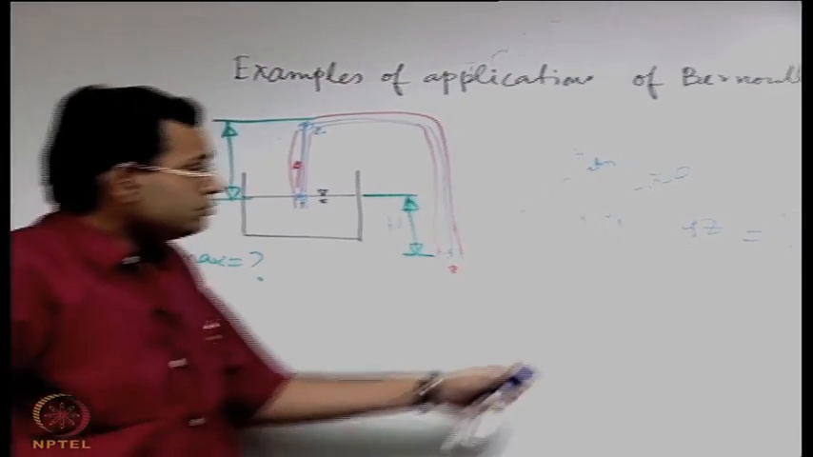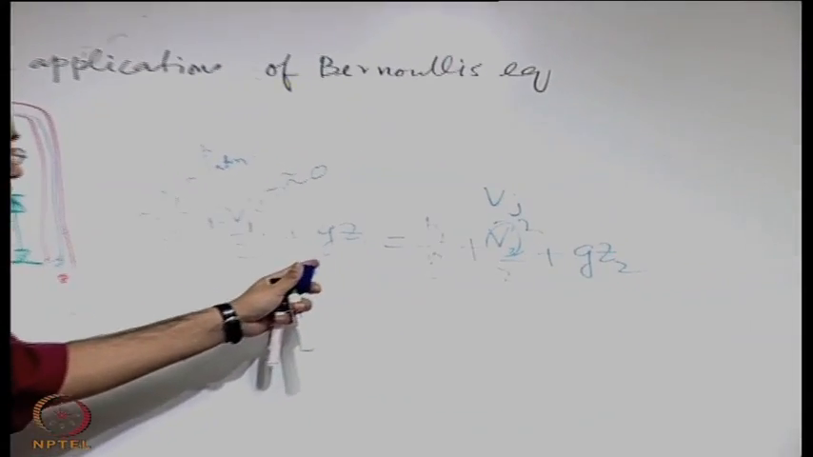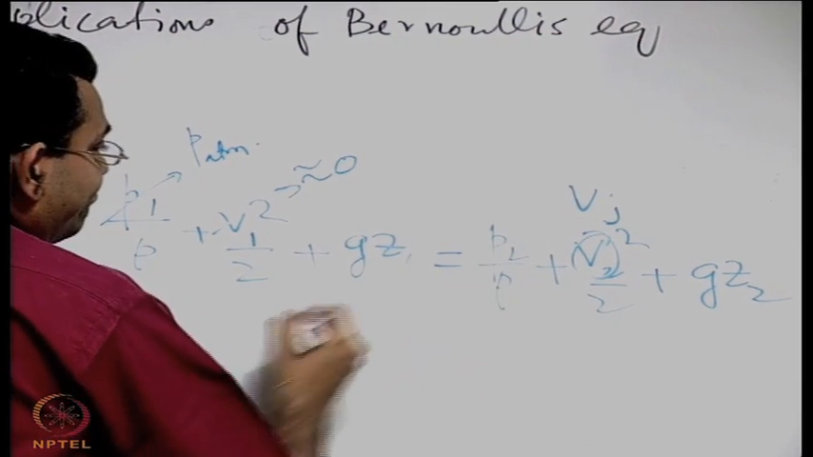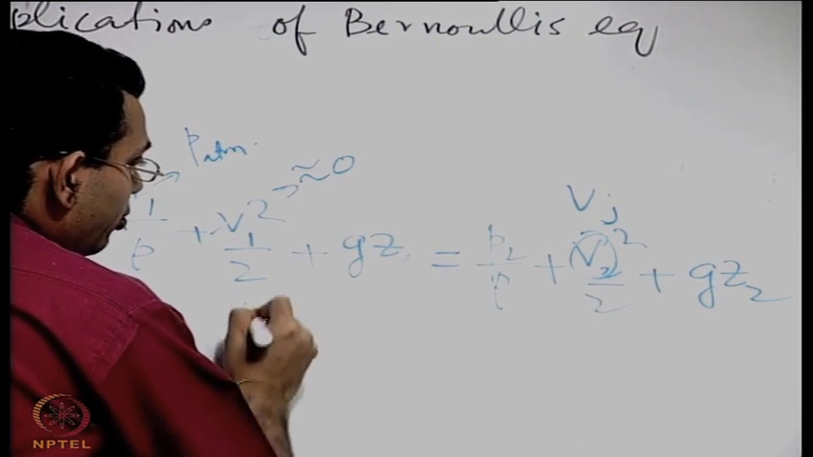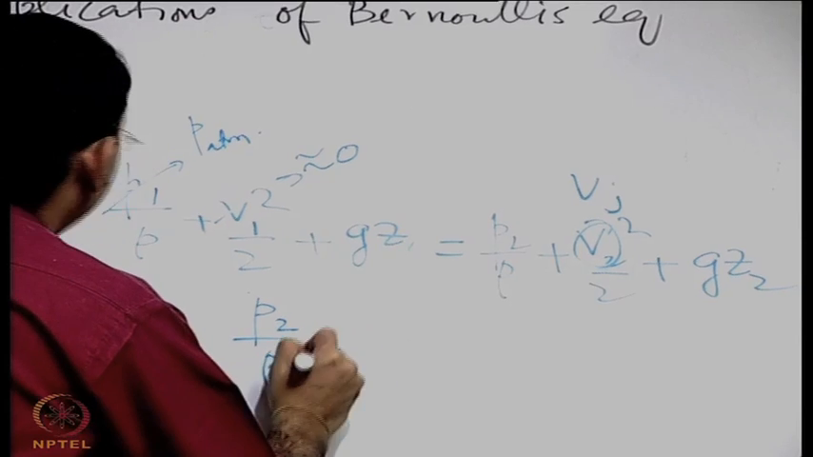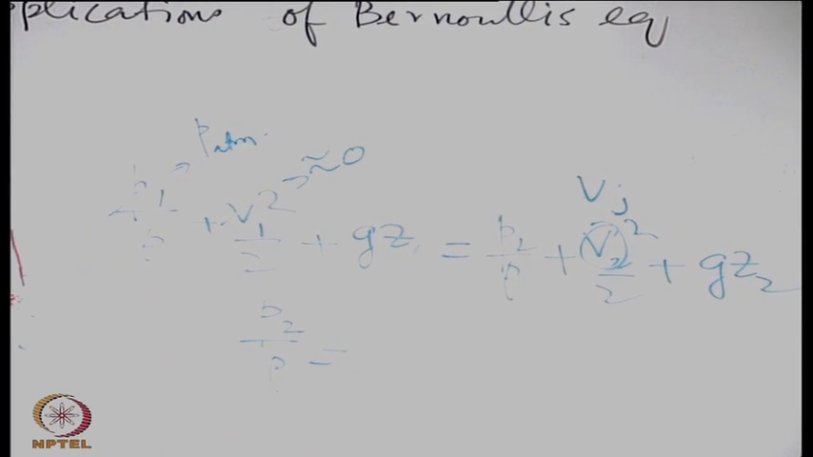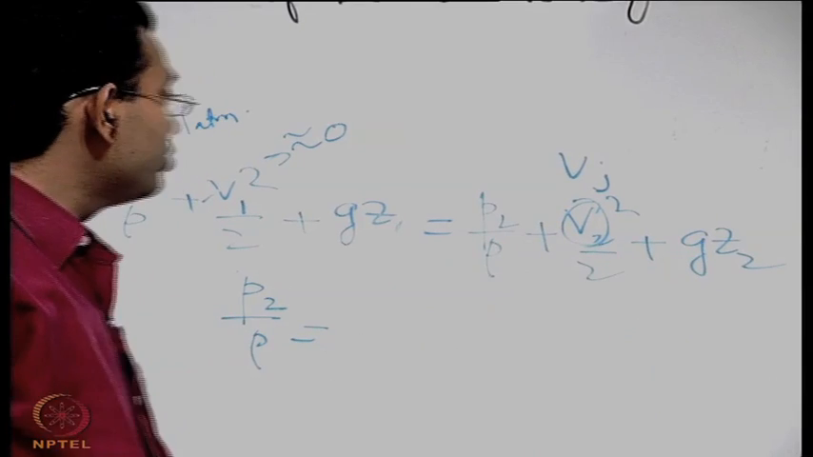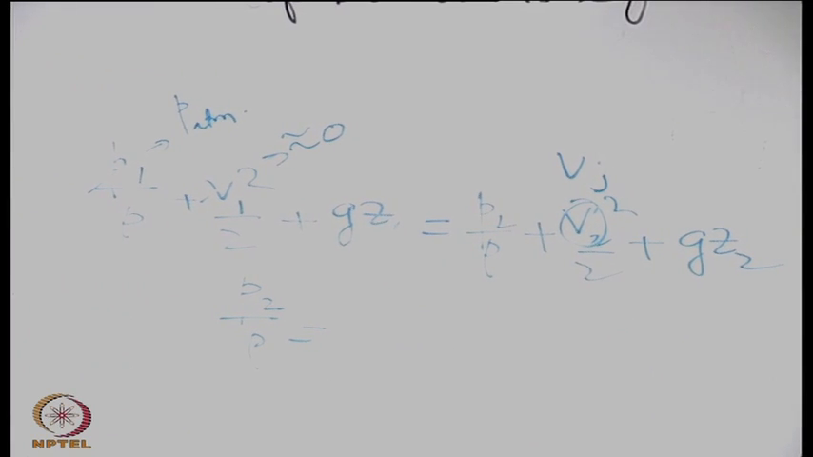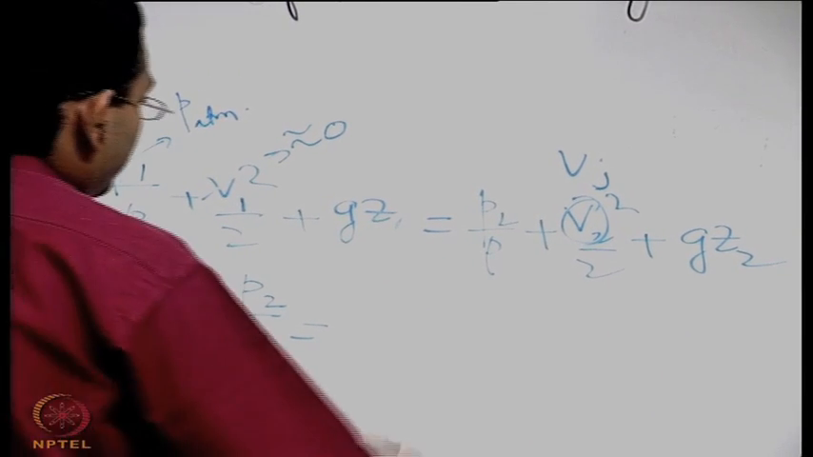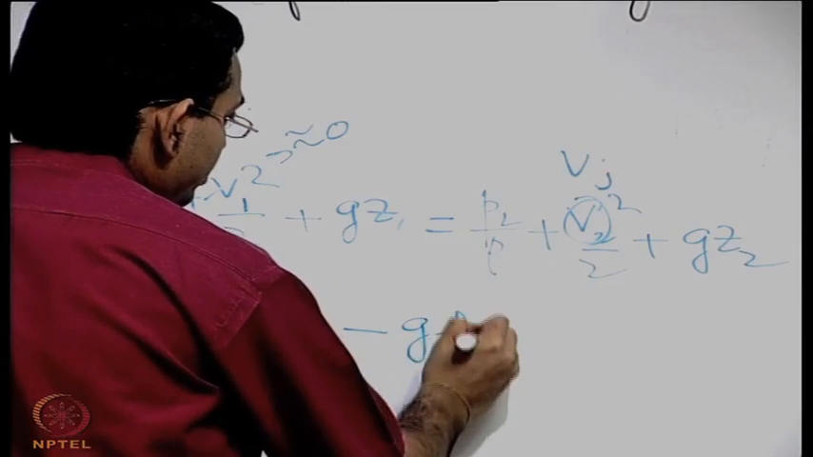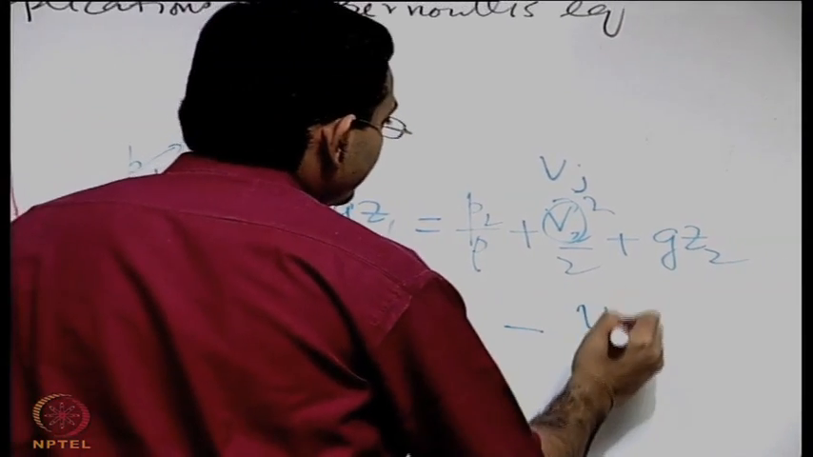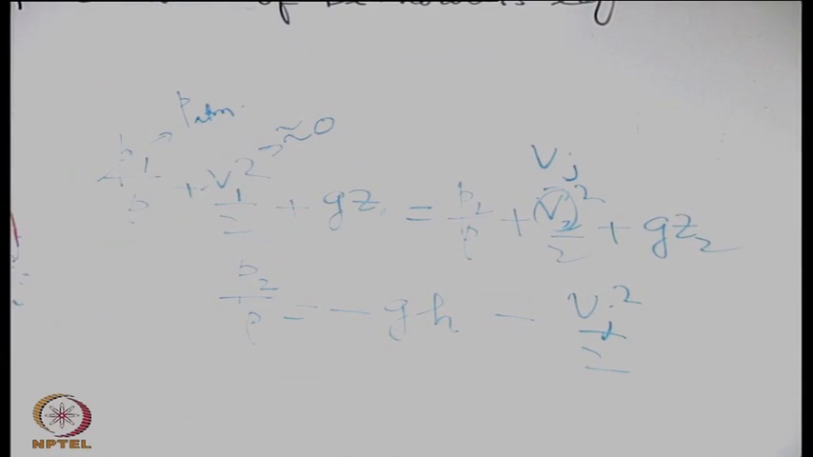Now when you write that one, what you will get? You will get P2 by rho is equal to G into Z1 minus Z2. So G into Z1 minus Z2 is minus GH, minus Vj square by 2. Okay.